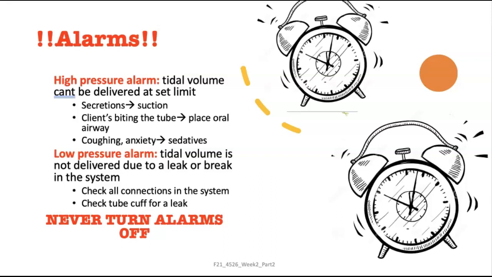The low pressure alarms typically happen when there's a leak or a break in the system. So the patient has become disconnected, or there is an air leak somewhere. In that case, you would check all the connections in the system and check the tube cuff for a leak.